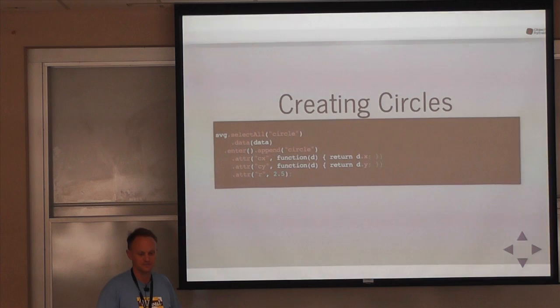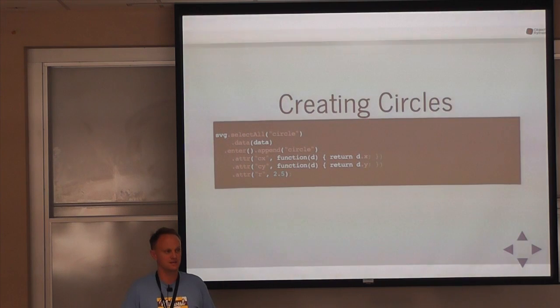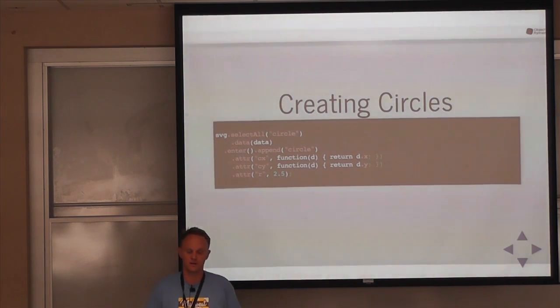What I'm assuming here is that my data set that gets passed in is going to have an X element and a Y element, and I'm drawing a circle inside of an SVG block that is at that X and that Y, and they'll all be the same size. They'll have a radius of 2.5.